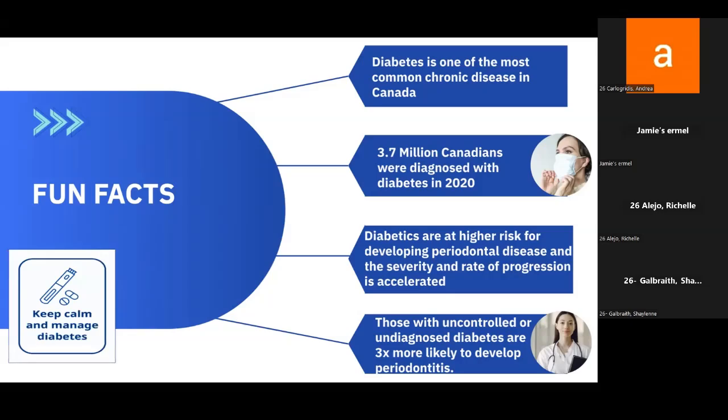Diabetic individuals are at greater risk for developing periodontal disease than non-diabetics, at a greater severity and rate of progression. Those with uncontrolled or undiagnosed diabetes are roughly 3 times more likely to develop periodontitis than those with controlled diabetes. Diabetes leads to a hyperinflammatory response to biofilm and impairs the host response, leading to accelerated destruction of the periodontium and delayed wound healing.